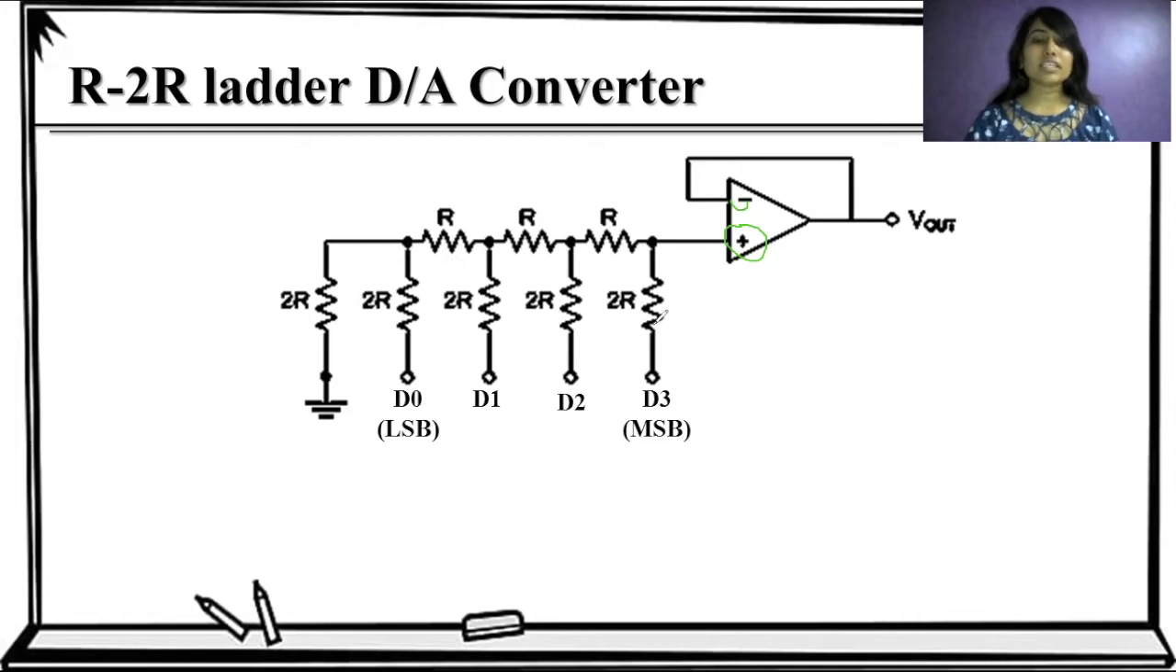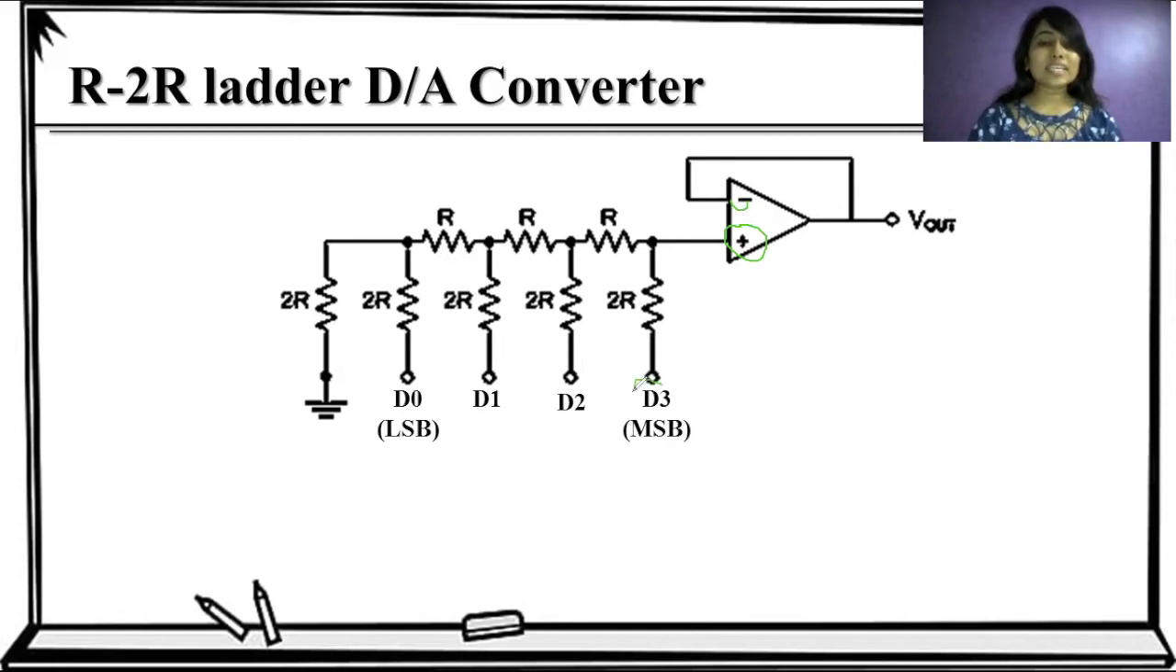Here we have a D3, then 2R resistor, then R resistor, and then 2R resistor D2, and then R, 2R, then R, and 2R. So this is how we can connect this R2R ladder DAC for conversion of digital information into analog information. Now, as we discussed earlier, a generalized equation for this conversion is quite difficult. So we can calculate equations one by one for each specific bit.